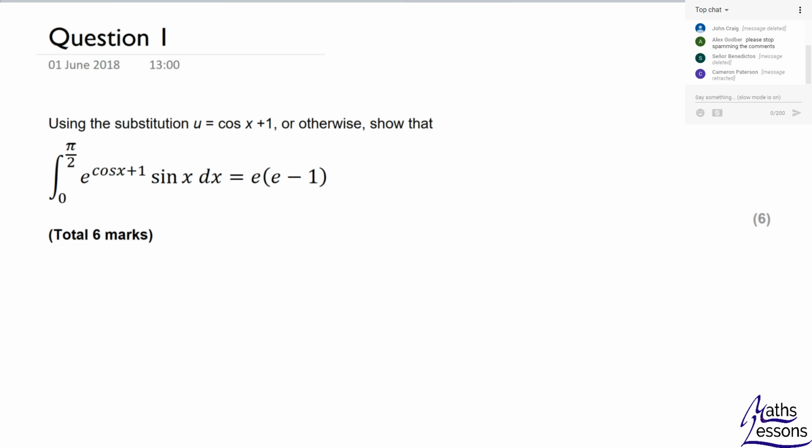Right, let's have a look at this. It does say "or otherwise", so we don't have to use the substitution to do this question. So I'm just going to show you how I do it without using the substitution first, and then I'll show you how to do it using the substitution, just in case you're rusty on integration by substitution.